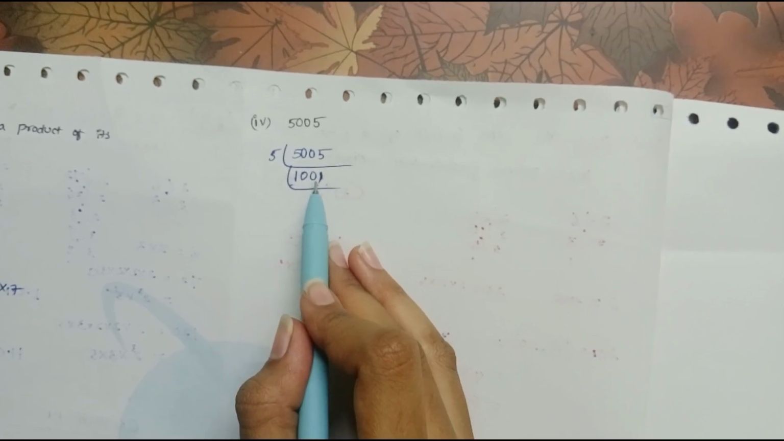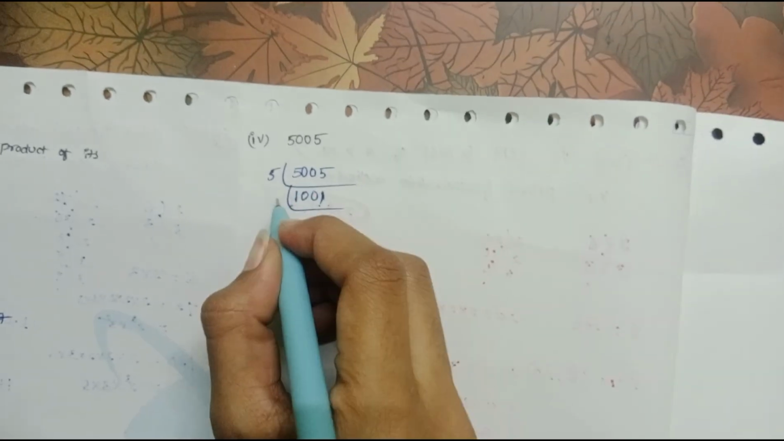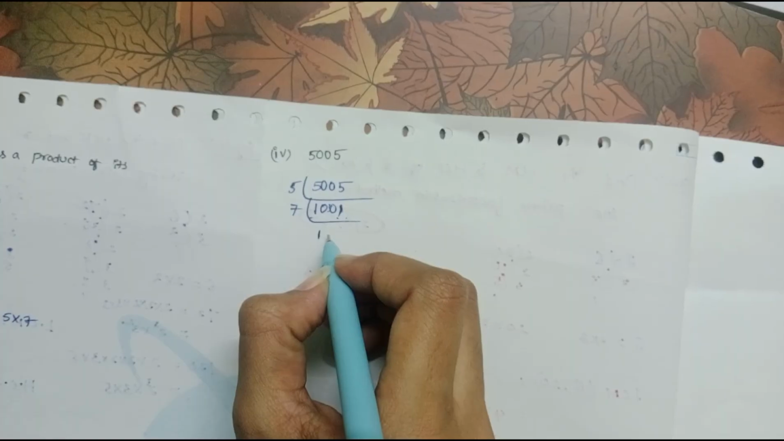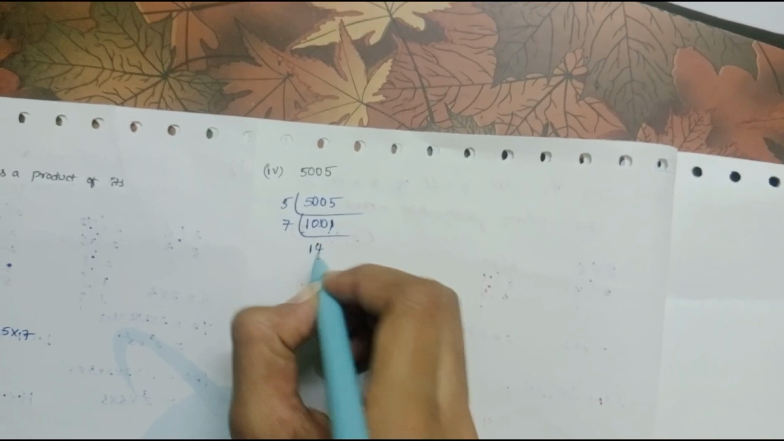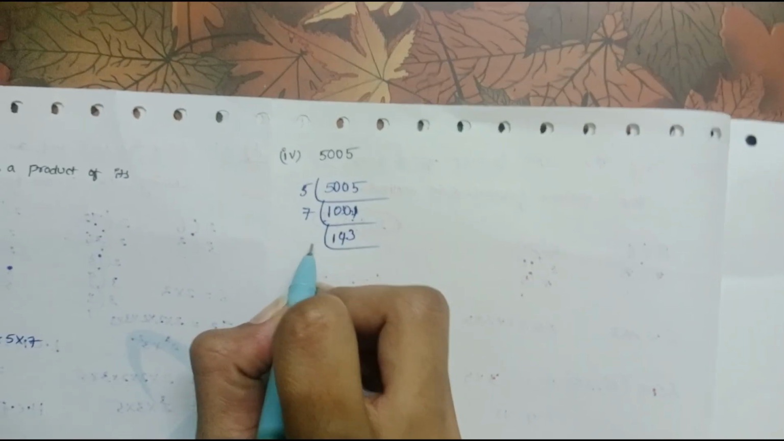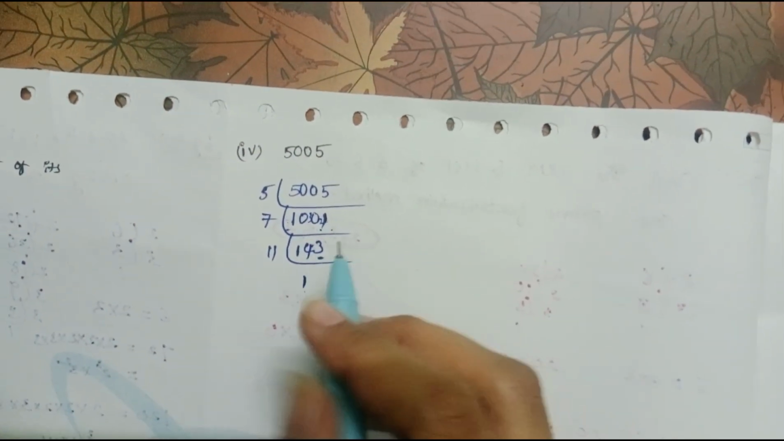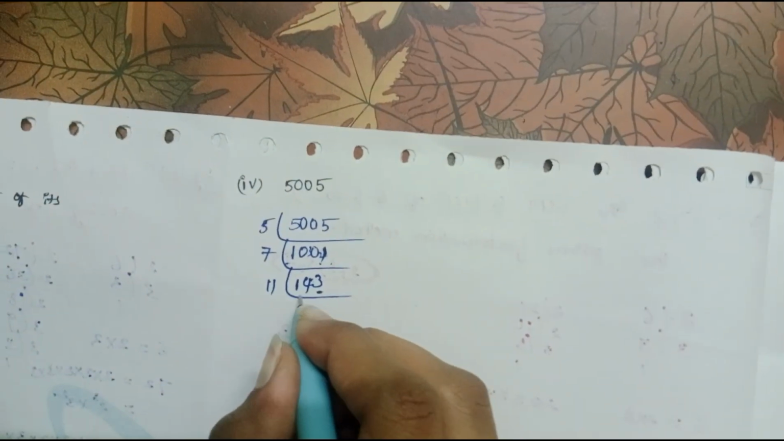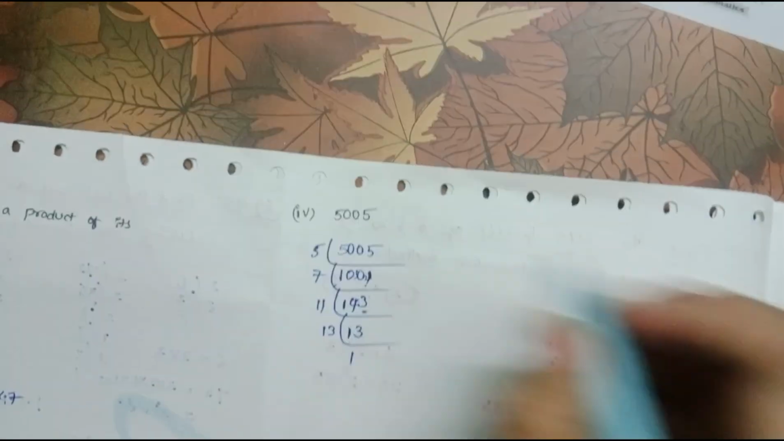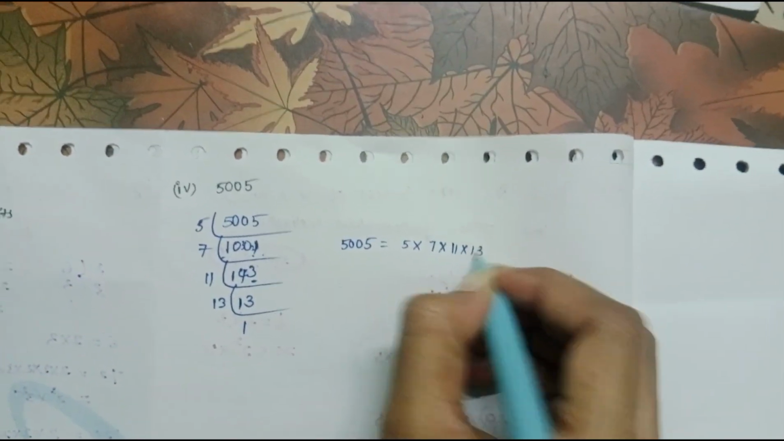Next, prime number 7. 7 may be divisible, so 7 ones. Remaining 3. 7 fours 28. Remaining 2. 7 threes 21. 11 ones 11. 3 remaining. 11 threes 33. 13 is a prime number, so that's a 13. Product of those terms. 5 into 7 into 11 into 13.